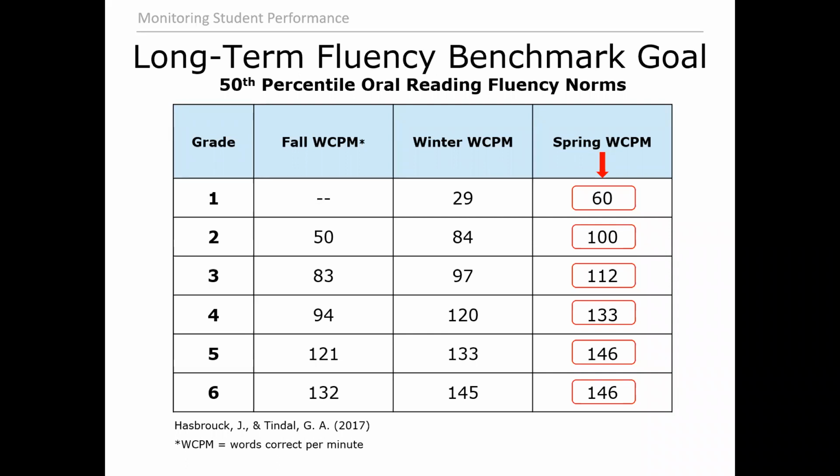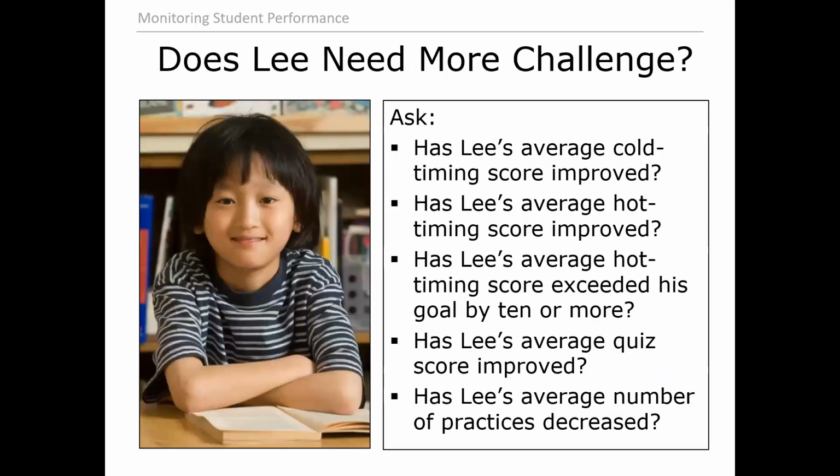Now what we're going to do is walk through a student together. We're going to take a look at the data. I'm going to show you all the information that you need in order to answer these questions, which are the questions about whether or not there's progress for this student. We say that if you answer yes, if the student has made progress in 2 or more of the areas, that means the student likely needs more of a challenge.